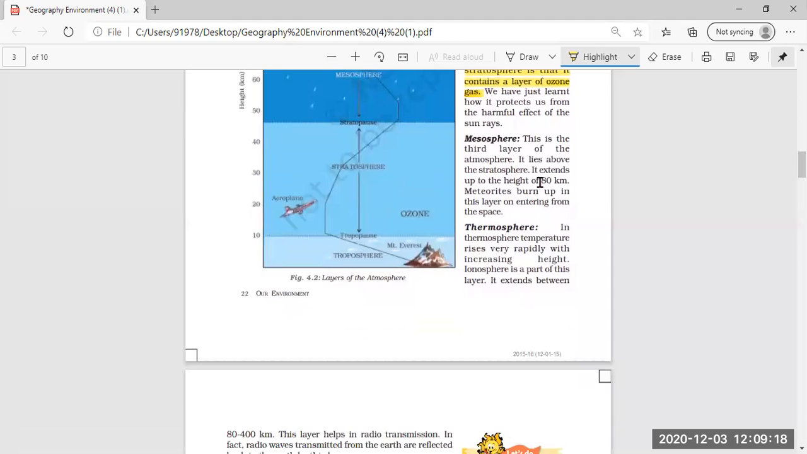The third layer is the mesosphere. It lies just above the stratosphere, and it extends up to 80 kilometers. And here, what all things are present? Meteoroids burn up in this layer on entering from space. So in the mesosphere, meteoroids burn up in this layer on entering from space.